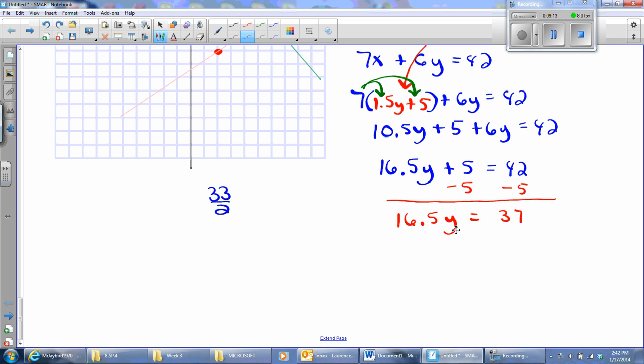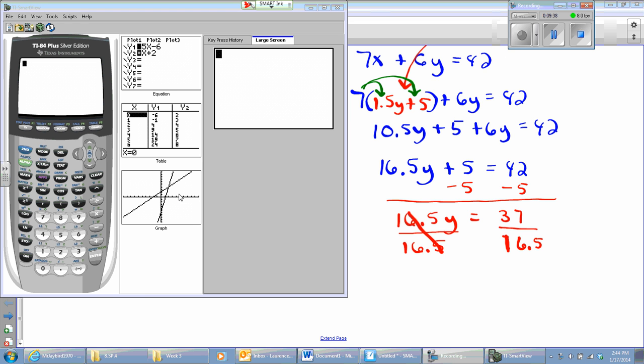All right, well now I've got to get y alone, so I'm going to divide each side by 16.5. And 33 over 2 isn't going to really help me when I do this, so I'm not going to worry about converting it to the improper fraction. I am going to go to a calculator on this one because it's very strange. Okay, I've got my calculator up and running, and I'm going to do 37 divided by 16.5. You don't see me use a calculator very much. This is going to be kind of an ugly answer.